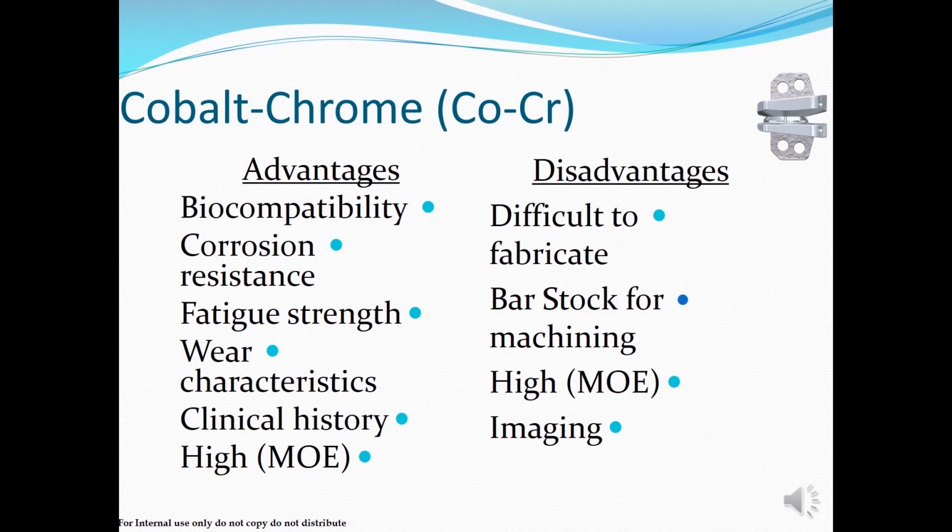Advantages and disadvantages of cobalt chrome. It is difficult to fabricate. You have to machine it. High modulus of elasticity. And imaging with MRI is difficult. But advantages, it is biocompatible with the human being, resists corrosion, and there is a long-lasting history of usage with fewer side effects or drawbacks.